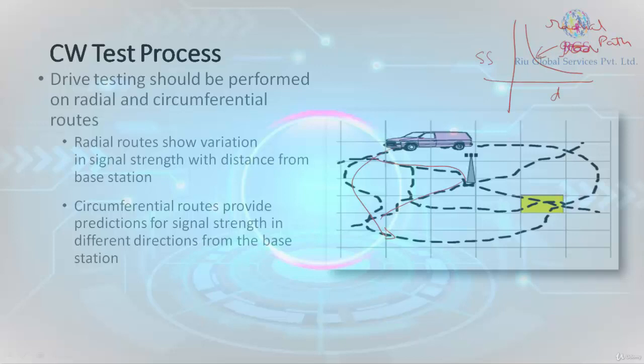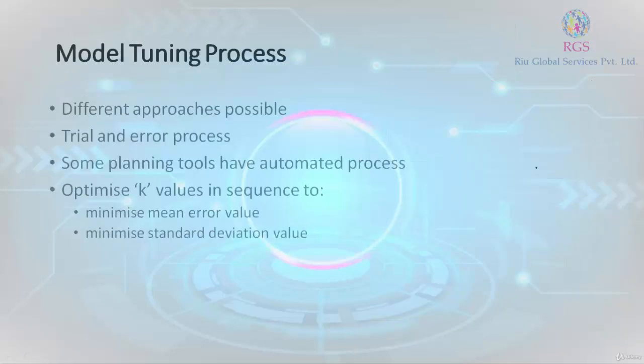All right. Then circumferential routes will provide you fast fading margin, right? Or they will give you the prediction of signal strength in different directions from the base stations, right? So you're moving in this direction or you're moving in this direction. So how is the signal strength getting different.